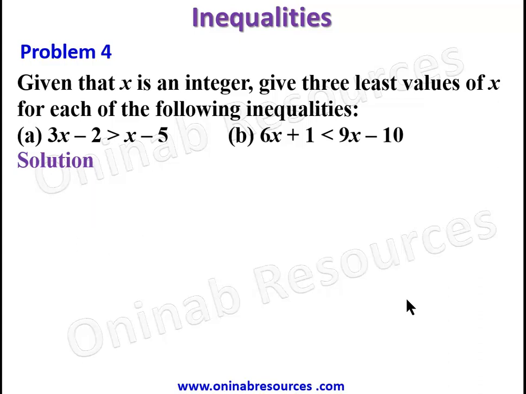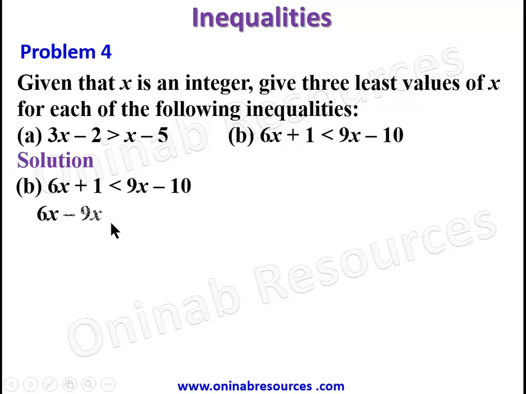So we go to B part of the problem. For B, we have 6x plus 1 less than 9x minus 10. So we keep the 6x on the left hand side while we collect the like terms. We now move this 9x, which is on the right side of the inequality sign. We bring it to this side.